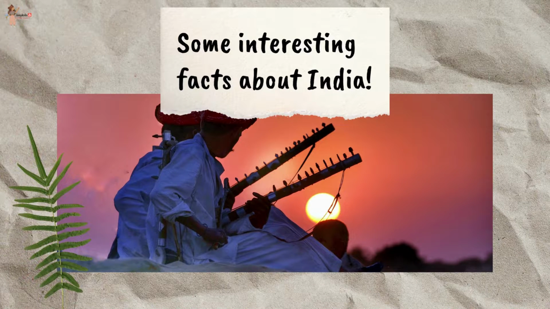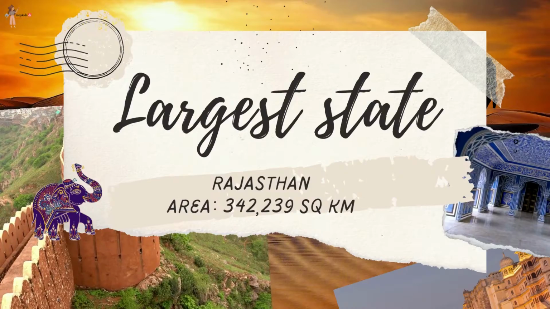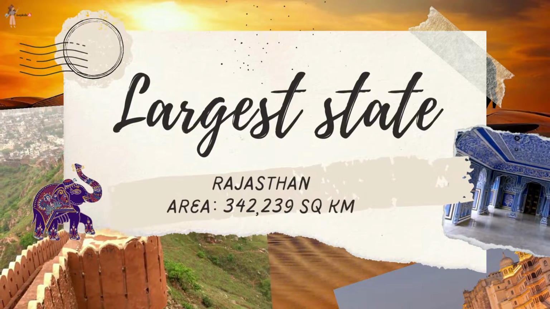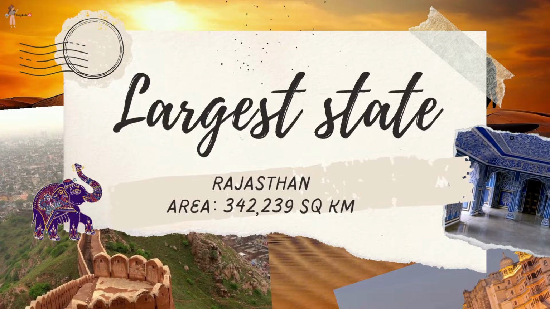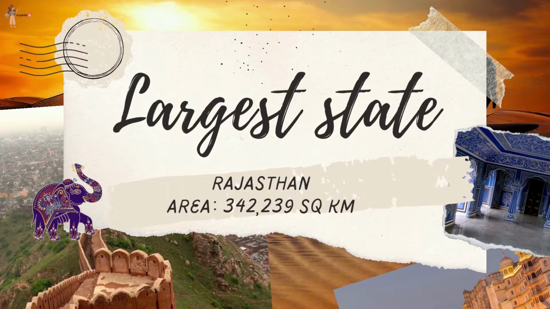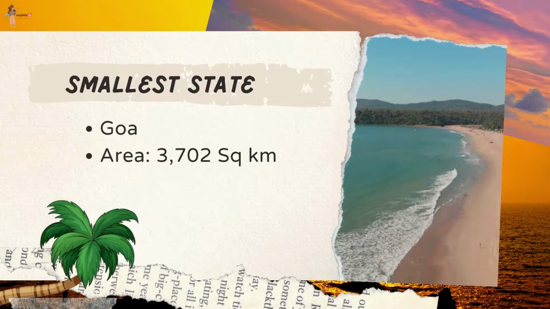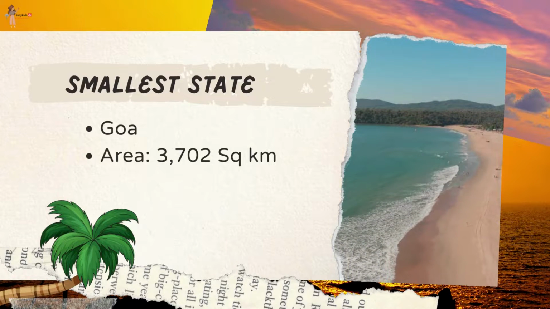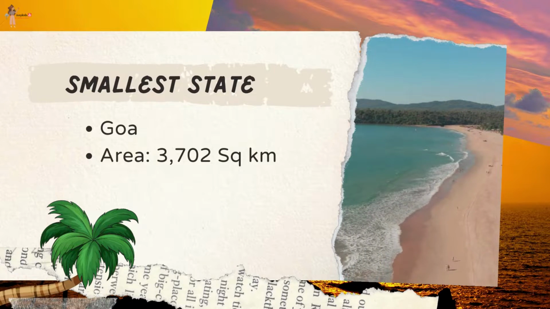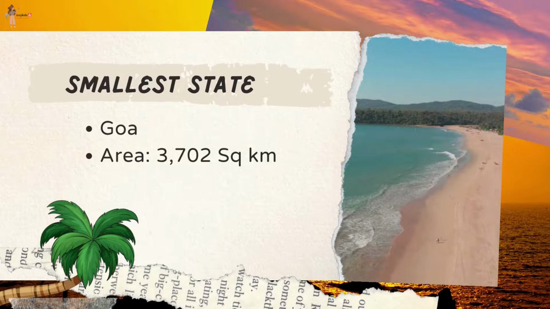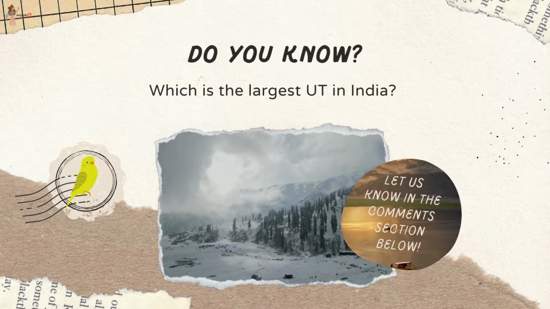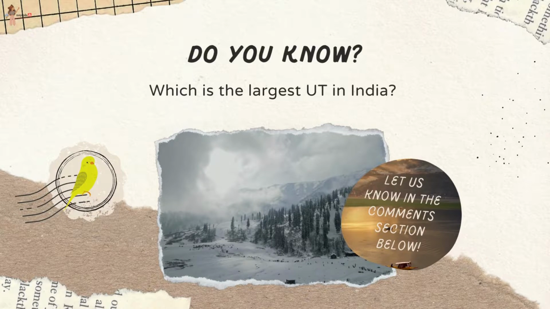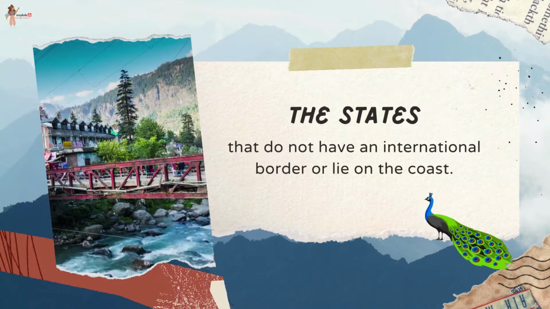Now let's get to know some interesting facts about India. The largest state in India by area is Rajasthan, with an area of 342,000 square kilometers. The smallest state is Goa, with an area of approximately 3,700 square kilometers. Do you know which is the largest union territory in India? Let us know in the comment section below.